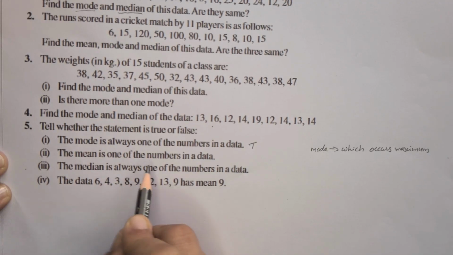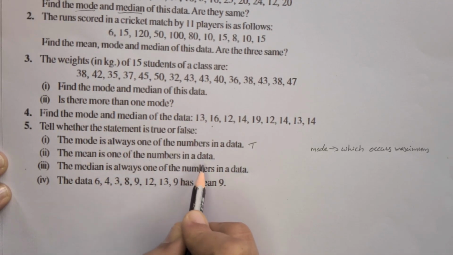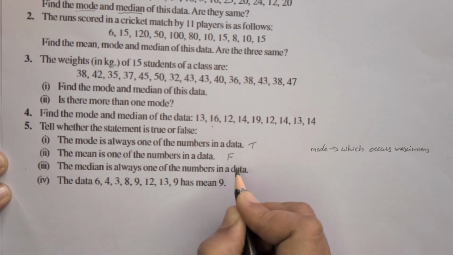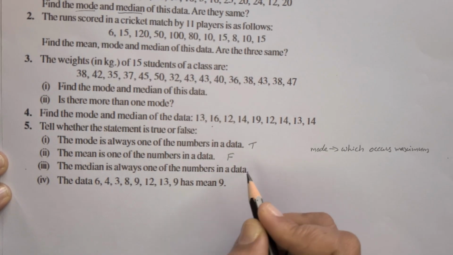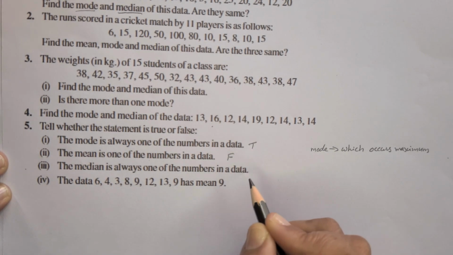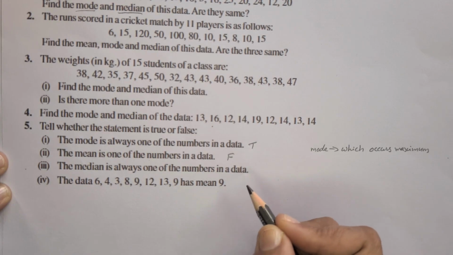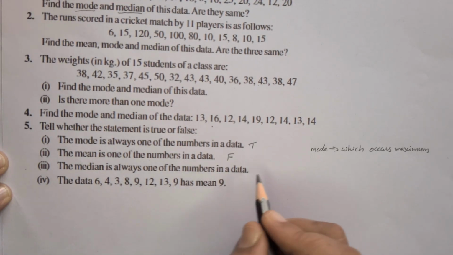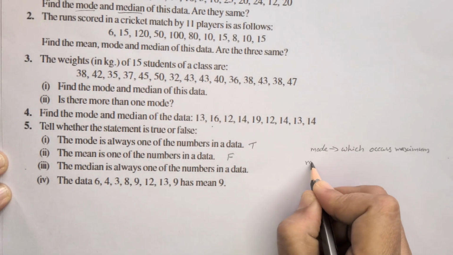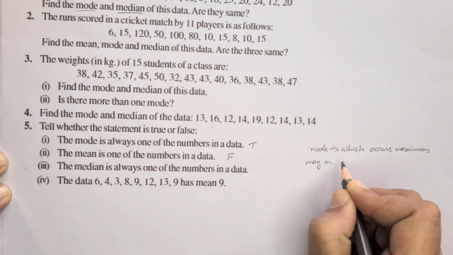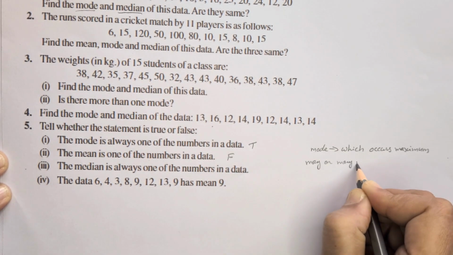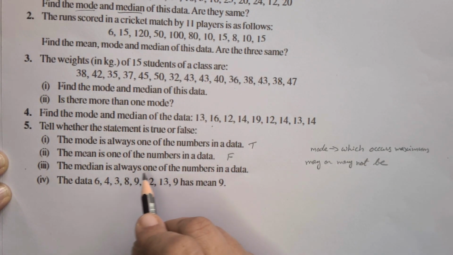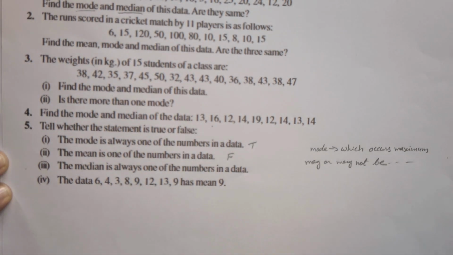2. The mean is one of the numbers in a data. That is false. It can or cannot. Sometimes it will be one of the numbers and sometimes it is not necessarily one of the numbers in the given data. So we can write that it may or may not be one of the numbers.